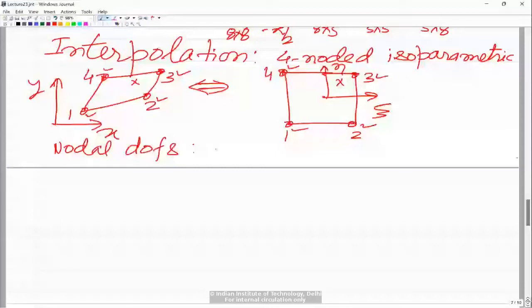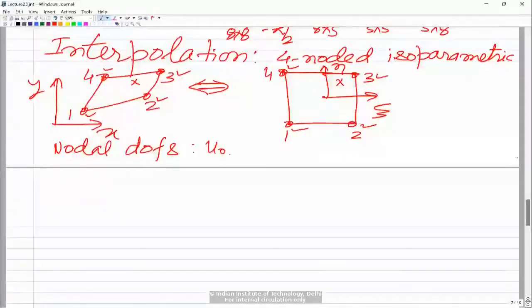These have to be there as the degrees of freedom at the elements. So we will have basically u naught, for the ith node it would be u naught I e, v naught I e, w I e, where I is the node number. It takes values 1, 2, 3, and 4, and then you have theta x I e and theta y I e. So these are the 5 nodal degrees of freedom.